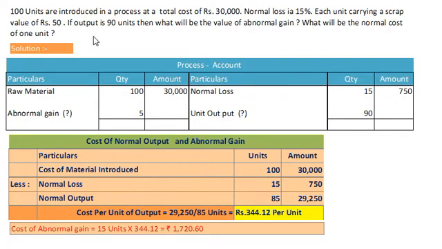750. Further, we are given output of process, that is 90. We record in process account on credit side unit output, that is 90. Now we can check on credit side we have total 105 units, and on debit side we had only 100 units. It means 5 units is our abnormal gain. Now we will have to work out the total value of abnormal gain and cost per unit of normal output. Here is the working.